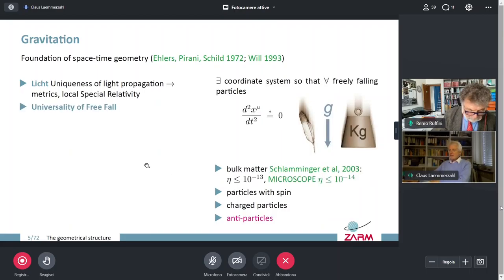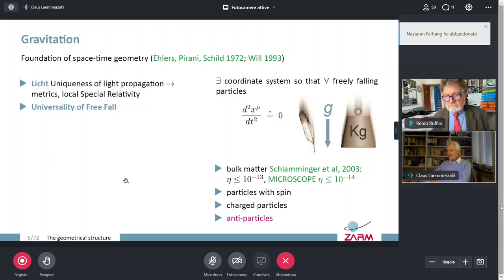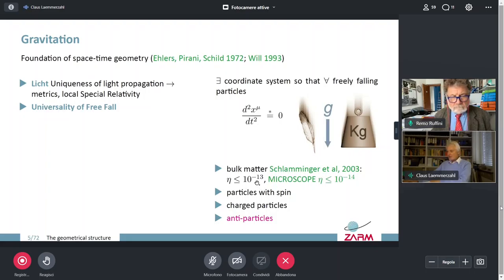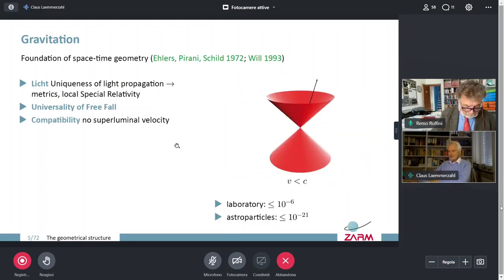The next point is to require the universality of free fall, and that is what I will also talk about. That means that all particles fall in the gravitational field in the same way. All non-gravitational forces have to be shielded. This has been tested on Earth with incredible precision, with a precision of 10 to the minus 13 in terms of the Eötvös coefficient. And with MICROSCOPE, we are now approaching two orders of magnitude better. One also had some experiments with particles with spin, with charged particles, and we are looking forward to tests of the universality of free fall with antiparticles.